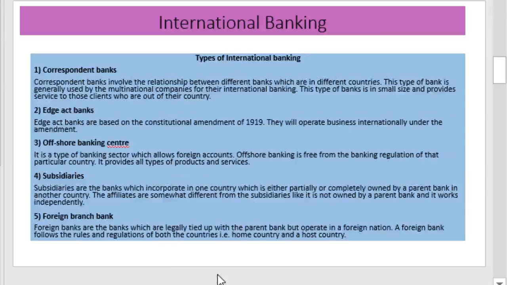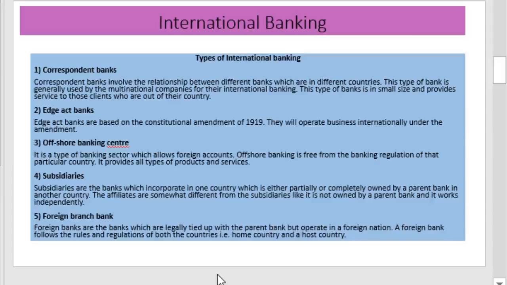Then the types of international banking are given here. There exist nearly five types of international banking. They are correspondent banks, Edge Act banks, offshore banking centers, subsidiaries, and foreign branch banks. First one is the correspondent bank. Correspondent banking involves the relationship between different banks which are in different countries, and it is termed a correspondent bank.